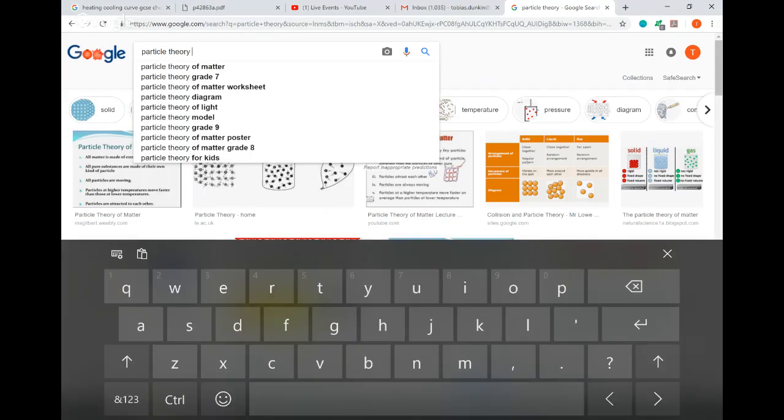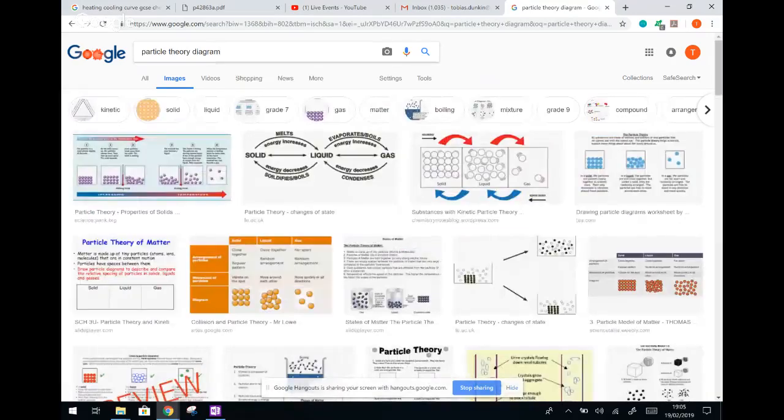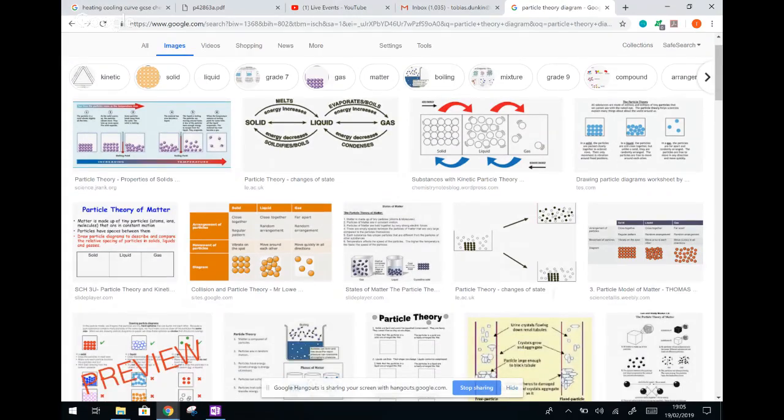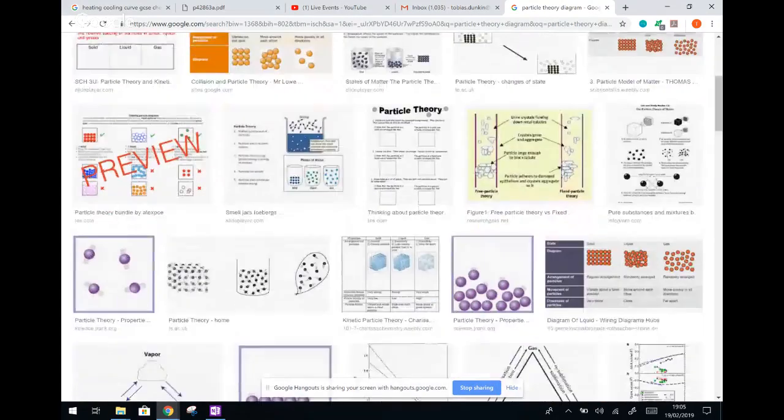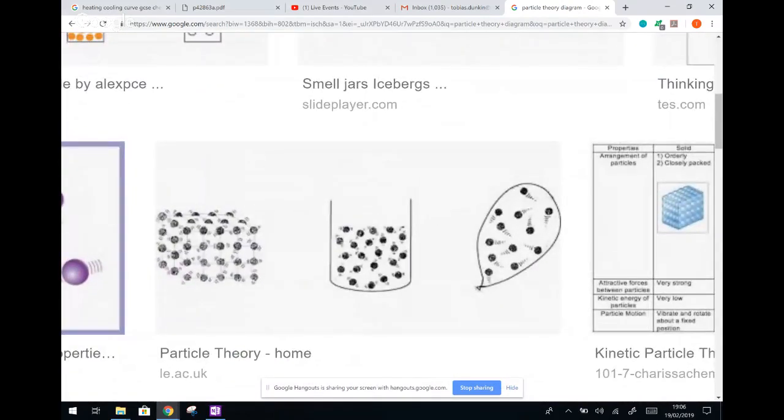or states would do it, diagram. When I do that, we get these kind of really standard pictures that everybody knows. And the problem is that so many of them for liquids are wrong. So if I just take this one as a prime example, the gas picture I would consider to be correct. The solids one has problems, particles being spread out.